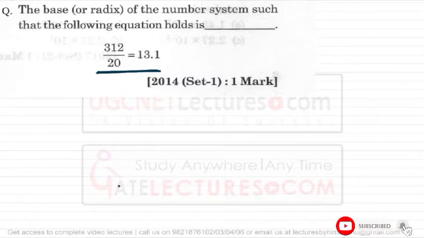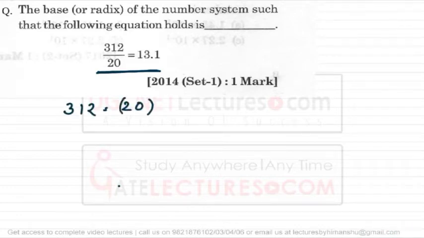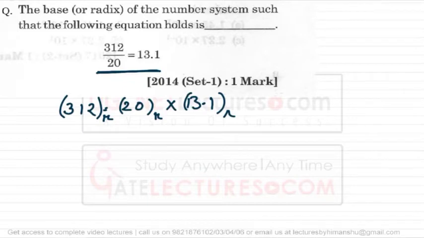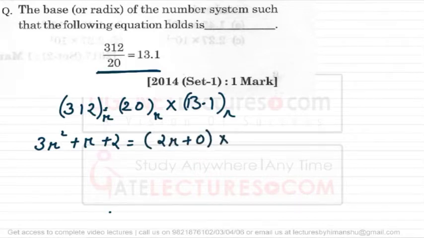To solve this, what I am going to do is cross multiply. In the same base, let the base be r. So I have multiplied these numbers. Now I am converting all these numbers into the decimal number system, base 10. So what can I write this number as? I can write it as 3r square plus r plus 2 is equal to 2r plus 0 into r plus 3 plus r to the power minus 1.